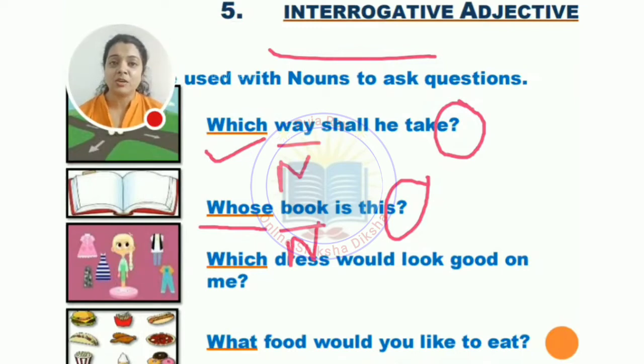Yes, an interrogative word which is an adjective comes with a noun and ends in a question mark, because it is asking a question only. So we have which, whose, and what. These words we have as interrogative adjectives.